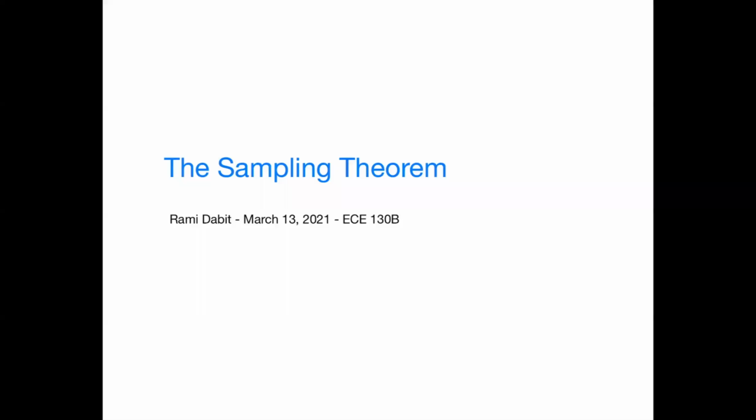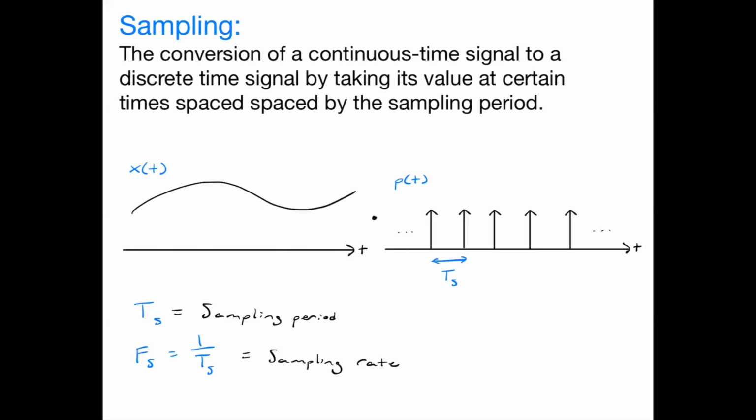In this video, I'll be talking about the sampling theorem and its implications. Sampling is when we convert a continuous time signal to the discrete time domain by taking its value at certain times. The sample points are spaced by what is known as the sample period, T sub s, or 1 over the sampling frequency or rate.